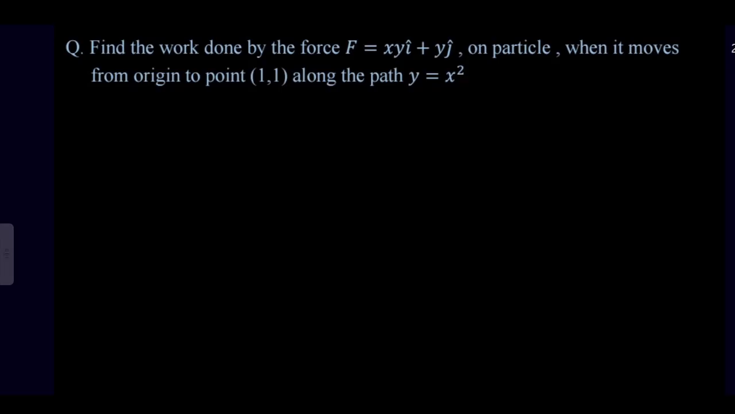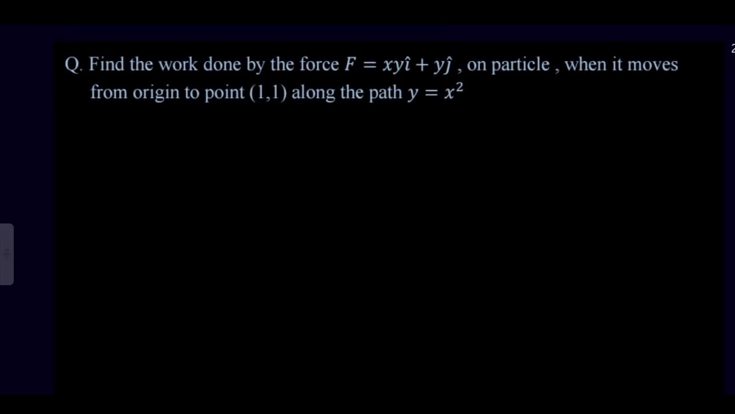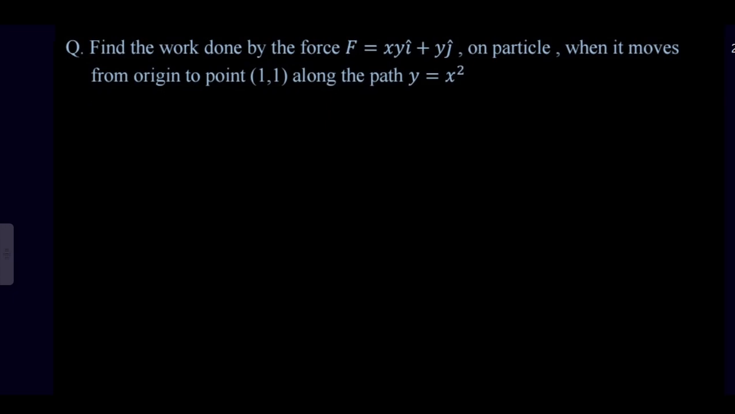When it moves from origin to (1, 1), and the given path is also given. Excellent. So ds is equal to dx into i cap plus dy into j cap. So what is the ds now? Tell me. dx into i cap plus dy into j cap.